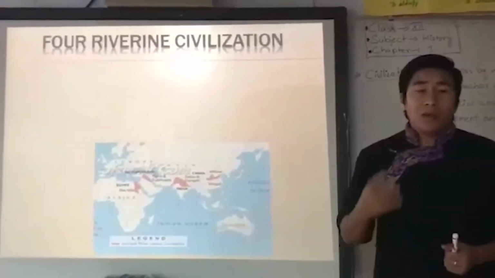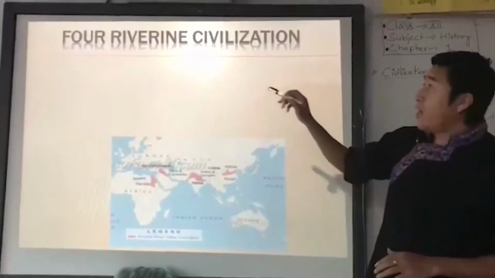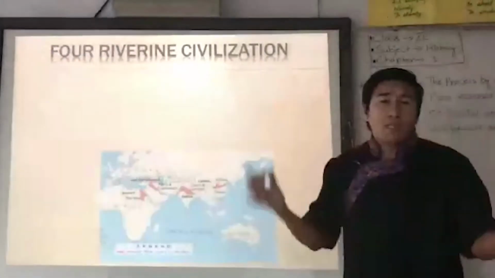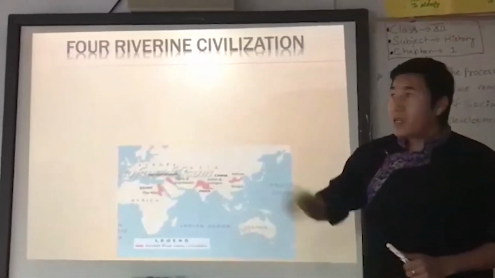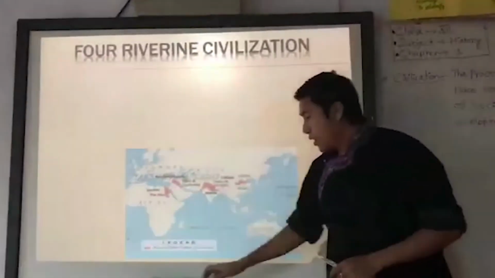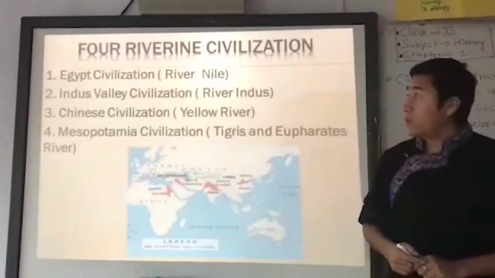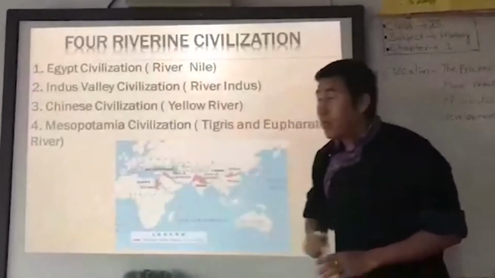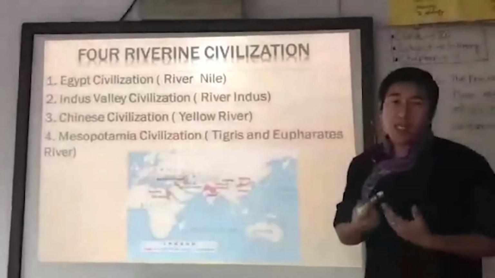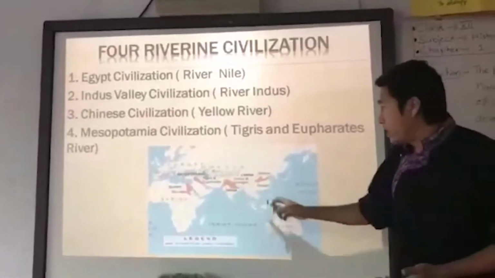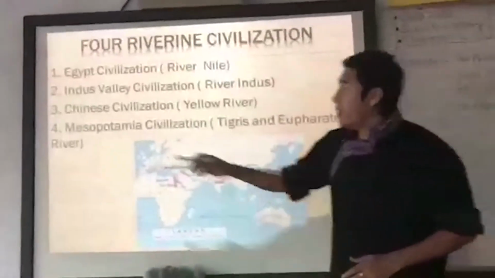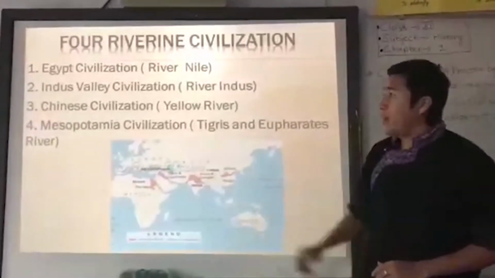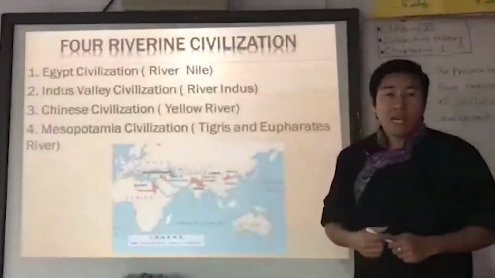I'm going to introduce you to 4 different civilizations. I wrote riverine civilization because most civilizations in the world started near a river. These are the 4 very popular civilizations of the world. First, the Egyptian civilization, near the river Nile in Africa. Then the Indus Valley civilization, our own civilization in India, which we are going to discuss. Then the Chinese civilization near the Yellow River in China. Then the Mesopotamian civilization near the rivers Tigris and Euphrates.